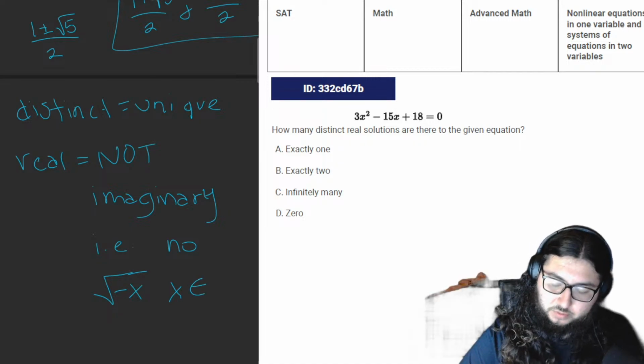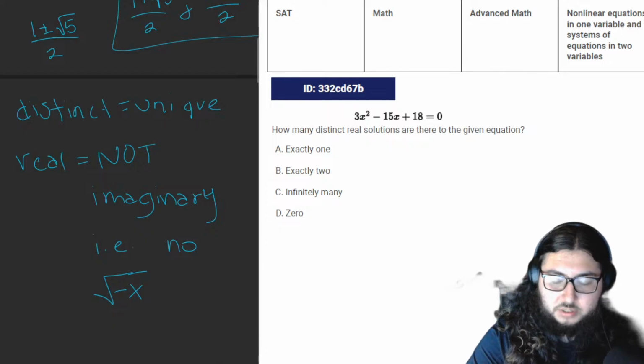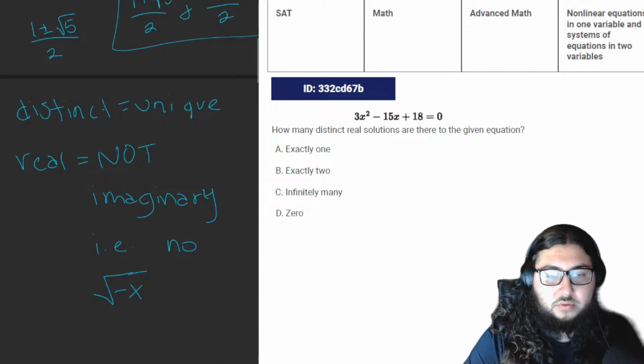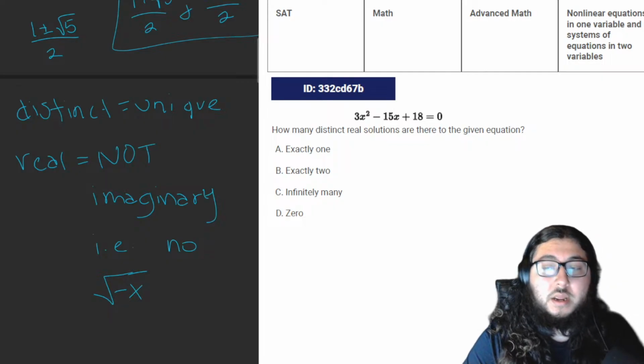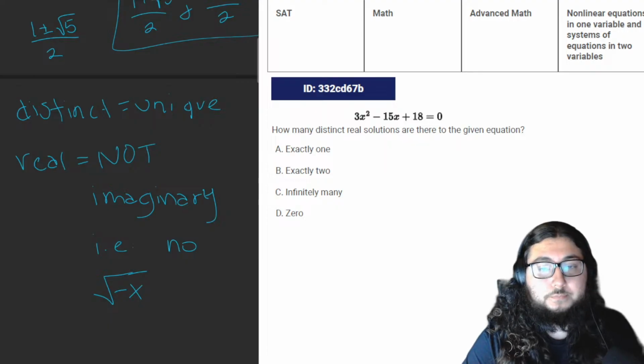I forgot the symbol for the positive number, so I was going to do x belonging to positive, but I can't remember. So the set of positive numbers. So anyway, imaginary or not imaginary, so real and unique, distinct.